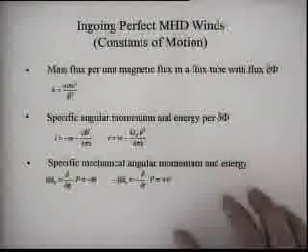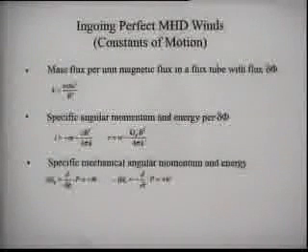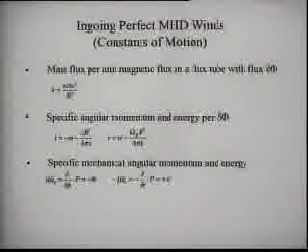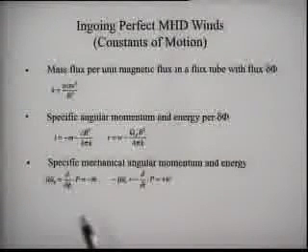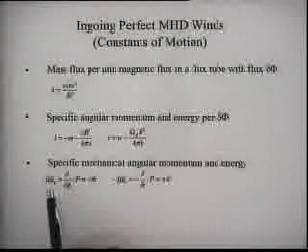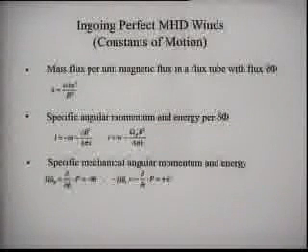So we have constants of these winds in a flux tube. We have the mass flux, and we have the specific energy and angular momentum per unit magnetic flux. And these pieces, the M and the W, are the specific mechanical angular momentum and energy. And mu is the specific enthalpy.